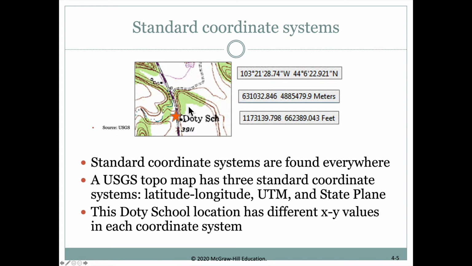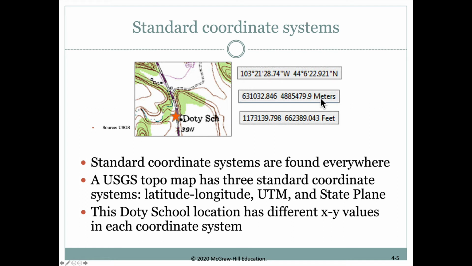Some examples of the standard coordinate system. This is a USGS topo sheet that's showing a school called Doty's School here. And we can talk about its location in a number of ways and actually measure this from the edge of the USGS quadrangle sheets, which have these markings along them. The top one here would be longitude and latitude. And we can see the first number here is the longitude in degrees, minutes, and seconds. And this is the latitude in degrees, minutes, and seconds.